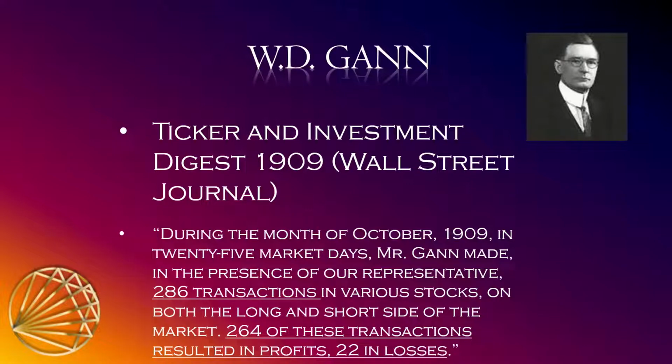During the month of October 1909, in 25 market days, Mr. GANN made, in the presence of our representative, 286 transactions in various stocks on both the long and short side of the market. 264 of these transactions resulted in profits, 22 in losses.